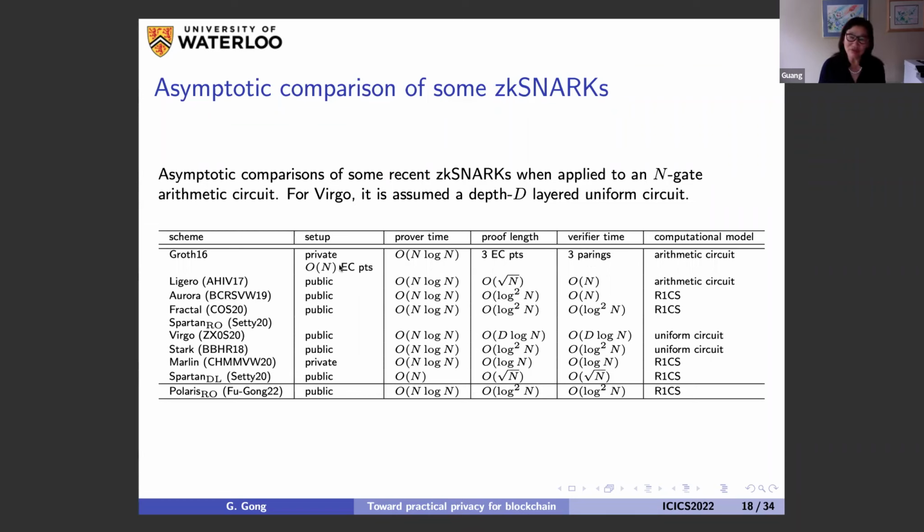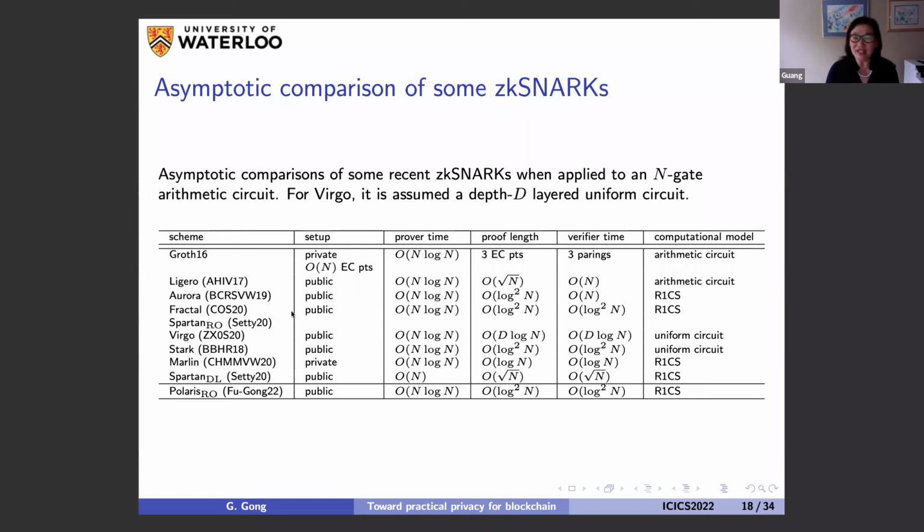In addition to having a very large common reference string in the setup, they are very good for blockchain applications because the miner will do those computations, right? The user will do the prover computation. Then this is for the arithmetic circuit.